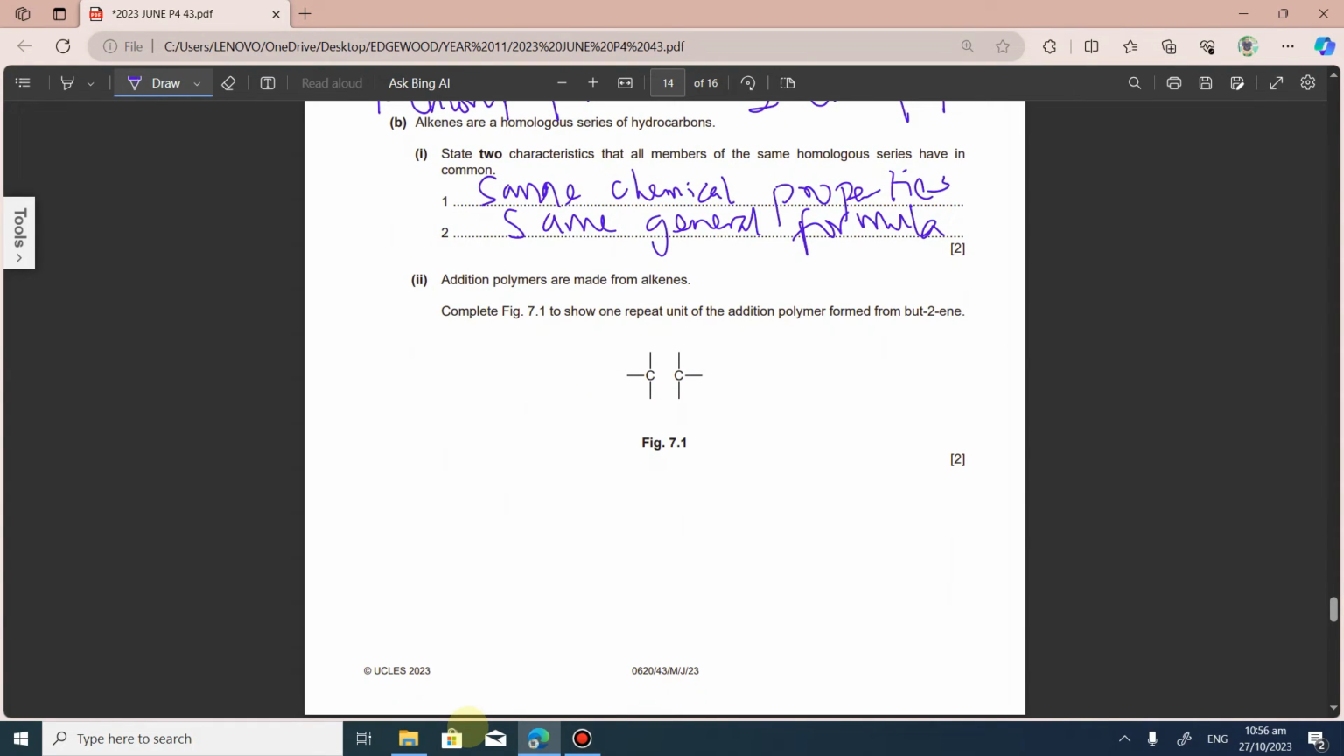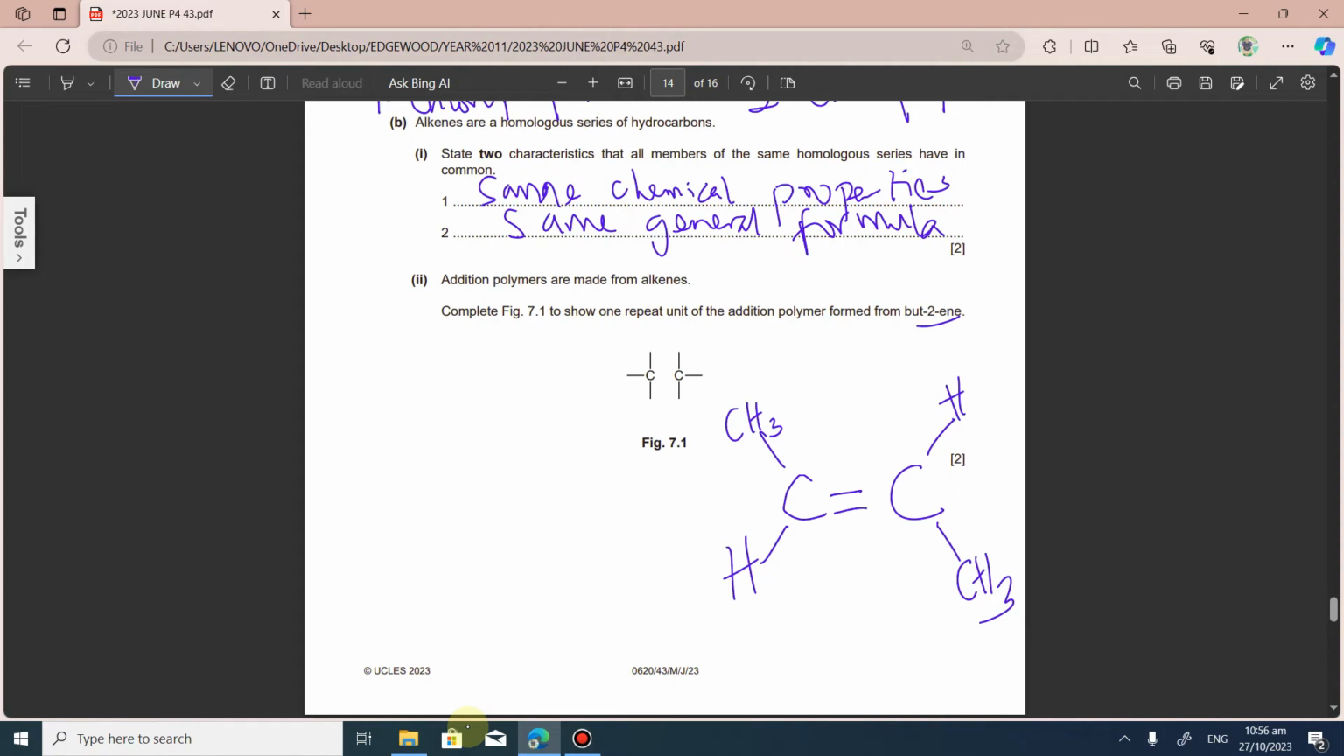Addition polymers are made from alkenes. Okay. So complete figure 7.1 to show one repeat unit of the addition polymer formed from butene. Now, for us to do this, let's draw butene first before we complete this diagram. So butene is an alkene, so it has this double bond, and there are 4 carbon atoms. That is why it is but2. And then the double bond is on the second carbon. So we could have something like this, right? H and CH3. So we can see that there are 4 carbon atoms here, and then the double bond is on the second carbon atom. So we want to have show how the repeat unit of this will be when we add several butenes together.